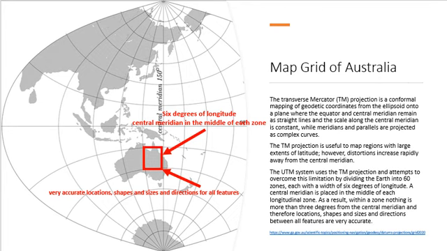A central meridian is in the middle of each longitudinal zone. Therefore, nothing is more than 3 degrees from the central meridian in each zone. Also, locations, shapes, sizes, and directions between all features are very accurate.